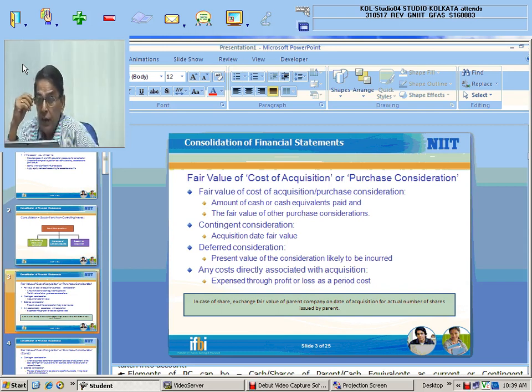Deferred consideration is the consideration which will be paid on a future date. So present value of the consideration likely to be paid on a future date is taken as the deferred consideration. Any cost directly associated with the acquisition process will be expensed to profit or loss as a period cost. So an expenditure incurred by the company A while acquiring, let's say 60% shares of B, will be expensed in the profit and loss account of A as a cost for that period. So it will be expensed to profit and loss as a period cost.